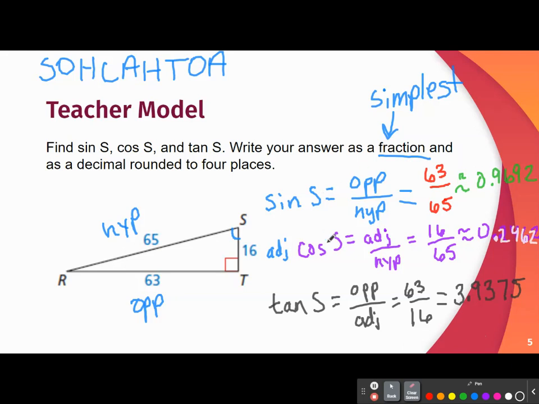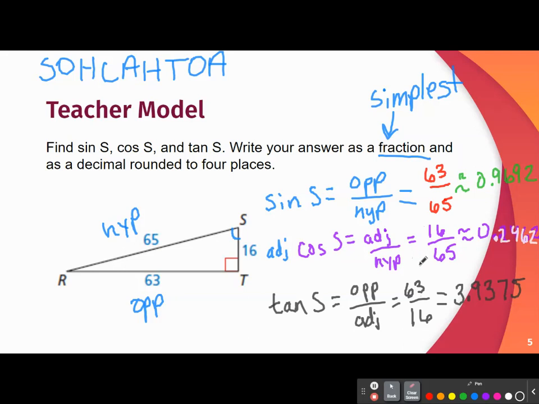I always do sine and cosine and tangent because notice it's 63 over 65, 16 over 65, and then tangent is just your first numerator over your second numerator, 63 over 16, as long as you do it in the order of sine, cosine, tangent.